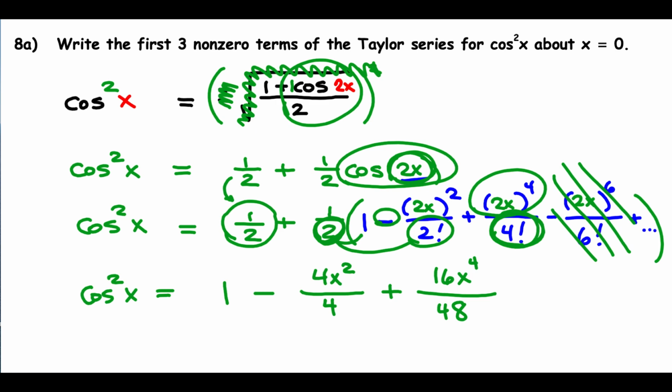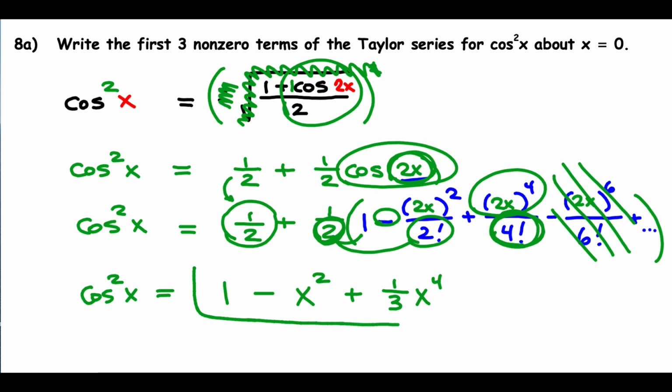So here we can cancel the 4's out, and 16 and 48 are beautifully going to knock down to 1/3. And so my final answer for cosine squared of x, the 3rd degree Taylor series, if you will, or Maclaurin, is going to be 1 minus x squared plus 1/3 x to the 4th. And that is the correct answer.